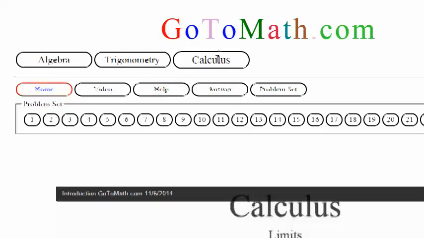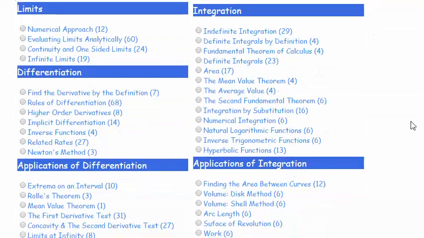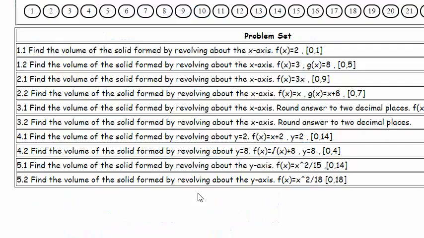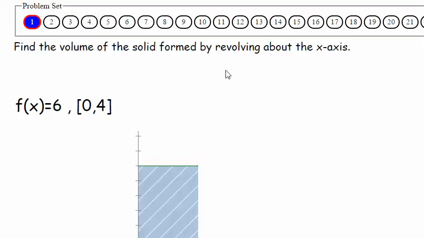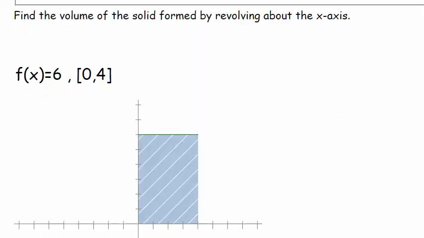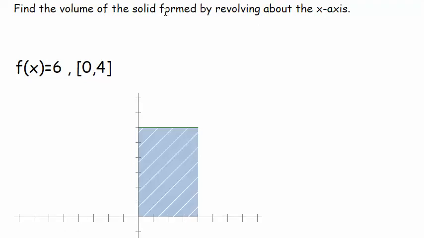We're at gotomath.com. Click on the calculus. Let's go down here to the disk method and click on 1.1. It says find the volume of the solid formed by revolving f of x about the x-axis.